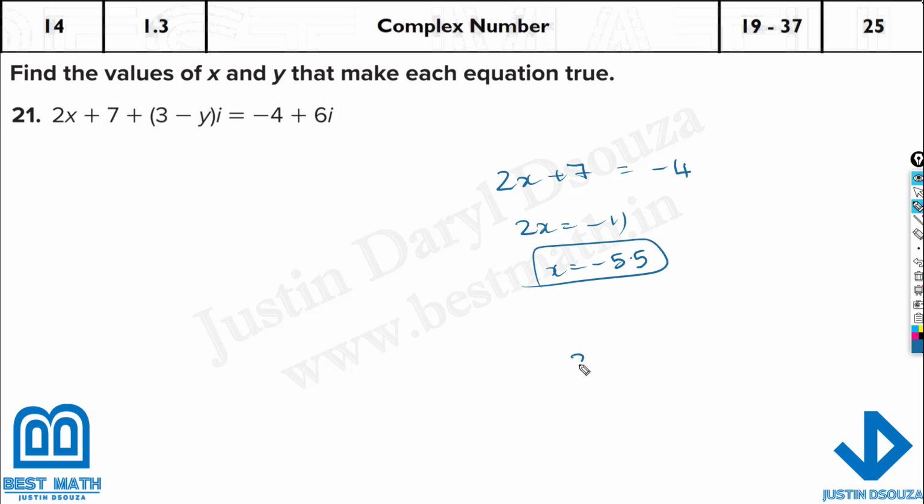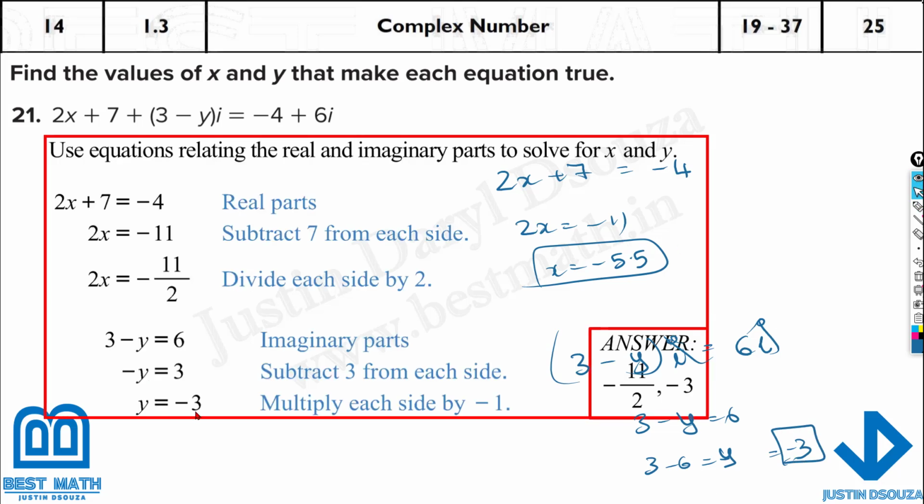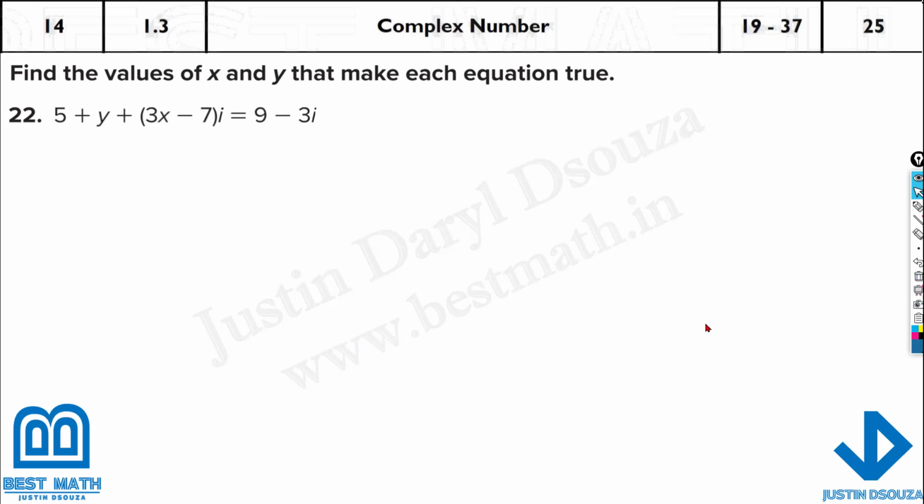What about the next one? It is 3 minus y, the whole times i, that is equal to 6i. i is gone. It is 3 minus y is equal to 6. Let's take y to the other side. We get minus 3 is equal to y. That is minus 3, the final answer. So this is the thing. It's minus 3, and minus 11 by 2 is 5.5. That's same thing. Just be aware.